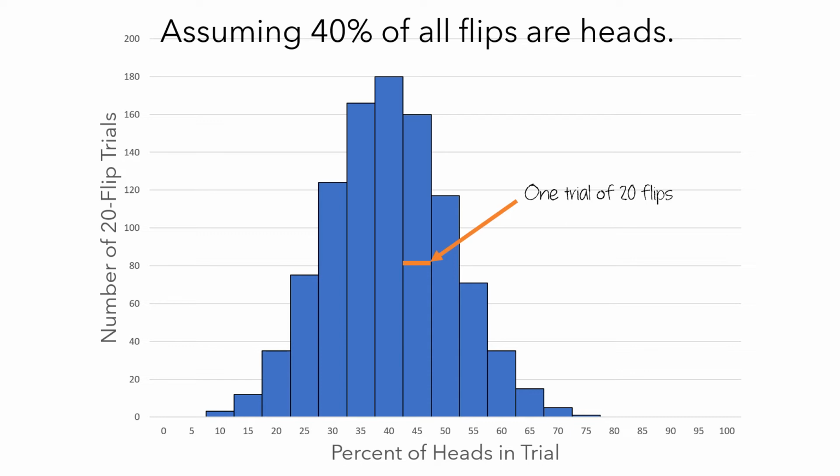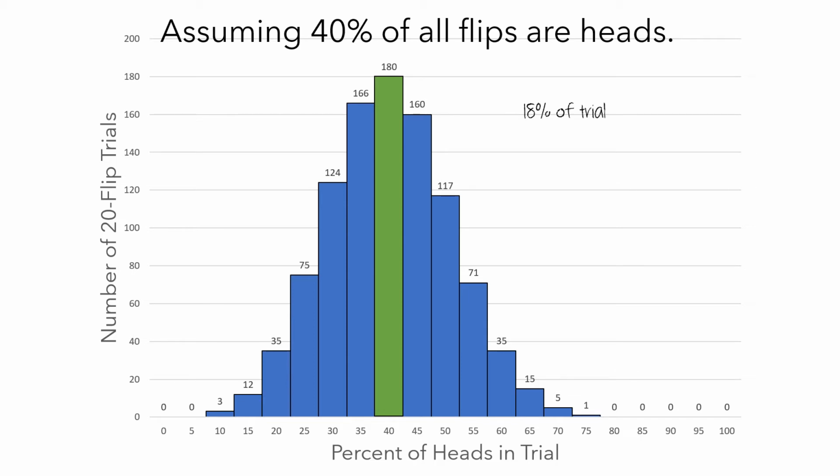To help us think about what this sampling distribution is telling us, let's add some counts to the bars. So this bar in the middle corresponds to 180 out of the 1,000 trials of flips. That's 18%. So it's showing us that 18% of the trials had 40% heads. And the key is that this is assuming that 40% of all flips would come up heads. Now, you might be thinking, if we're assuming that 40% of all flips are heads, why don't all of the trials have 40% heads? Well, that's due to sampling variation, and the fact that each trial only consists of 20 flips.